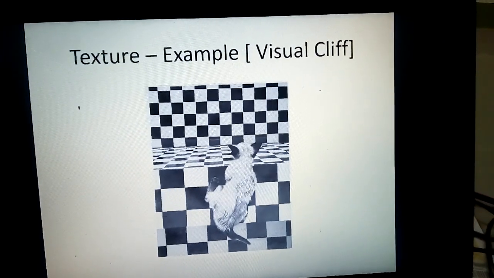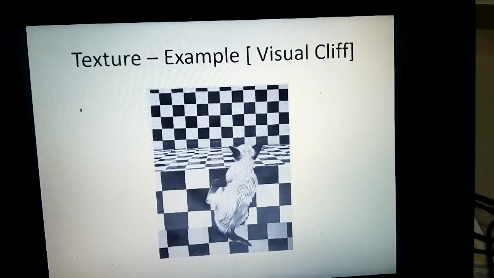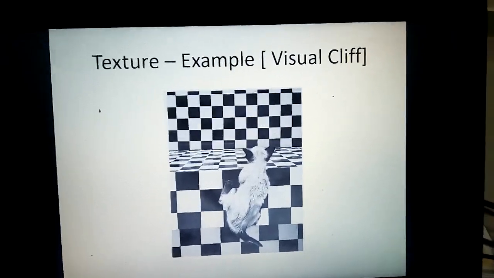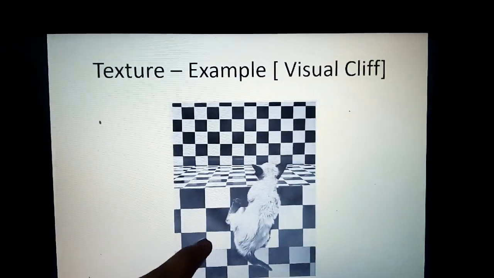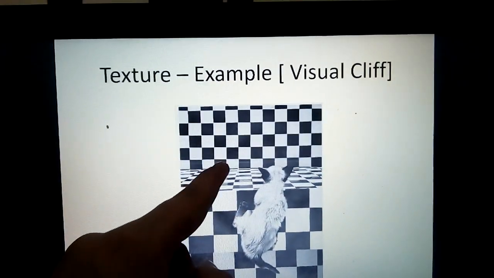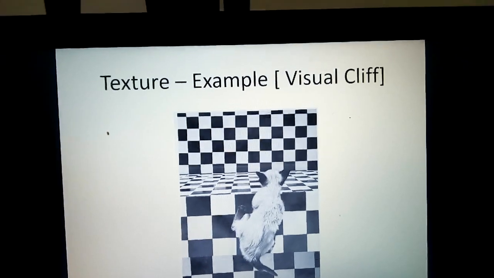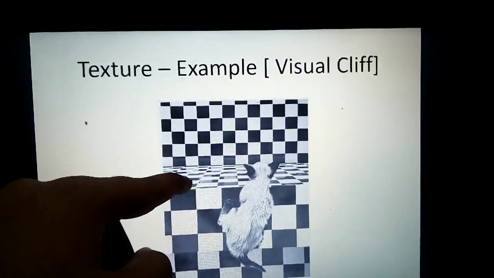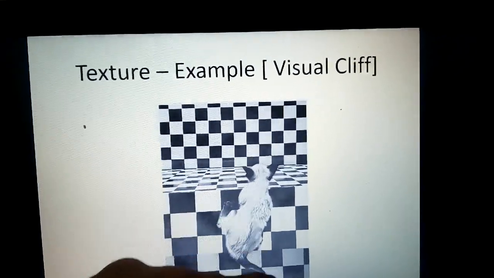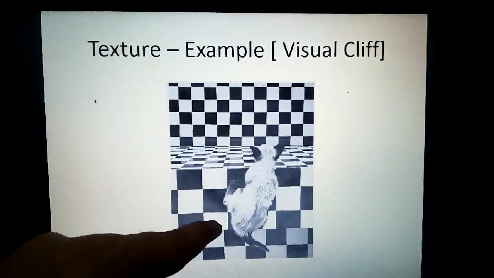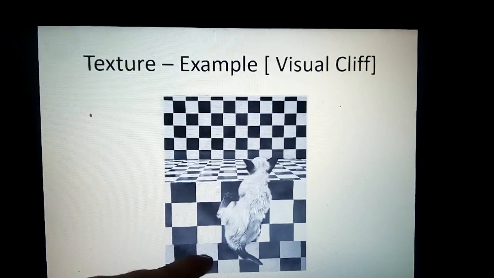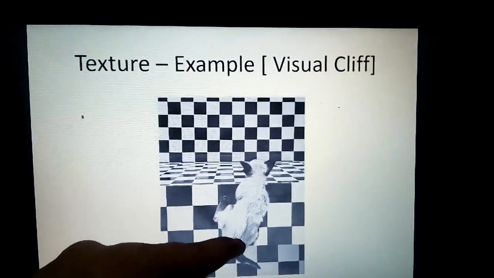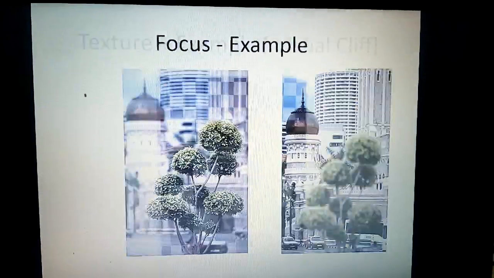This is an example of perceiving depth or distance of the object by varying the texture. This has one texture, and this and this have different textures. Based on that, this seems like a vertical bar and this seems like a horizontal one. We name this a visual cliff, because this cat is trying to climb this vertical wall to reach this horizontal wall.